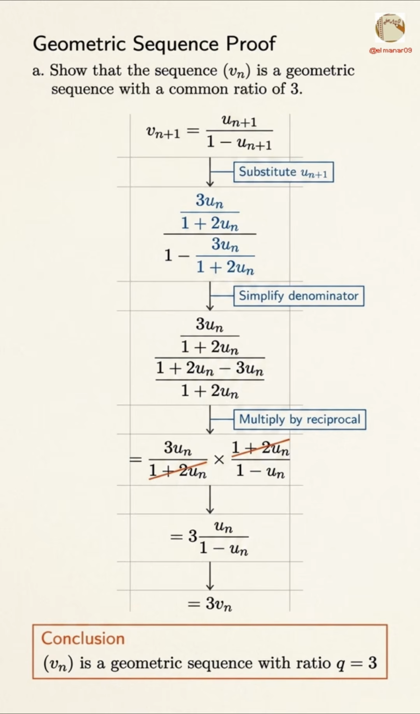This is the definition of a geometric sequence. You've just proven that each term is 3 times the previous one. Amazing job!